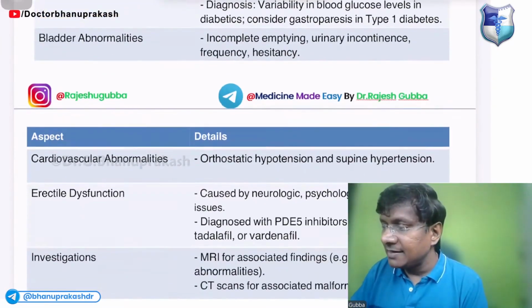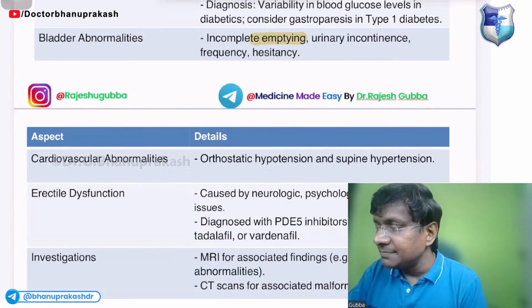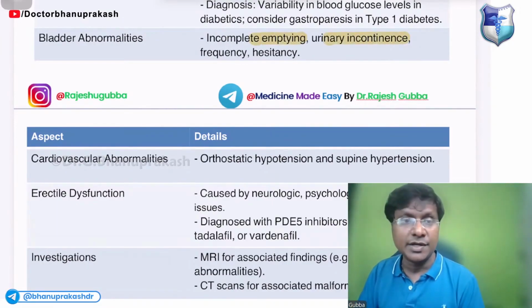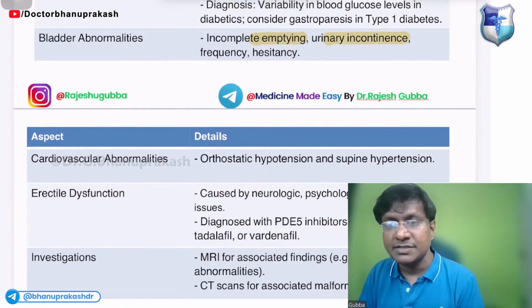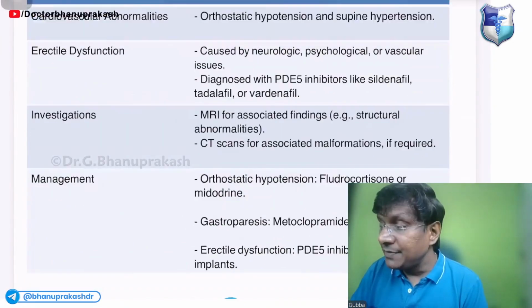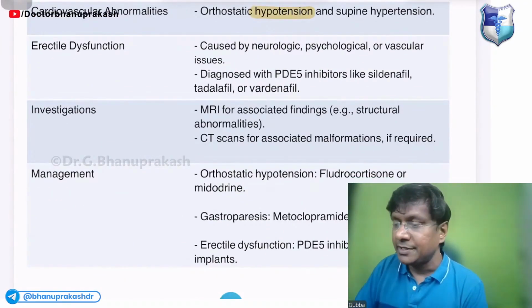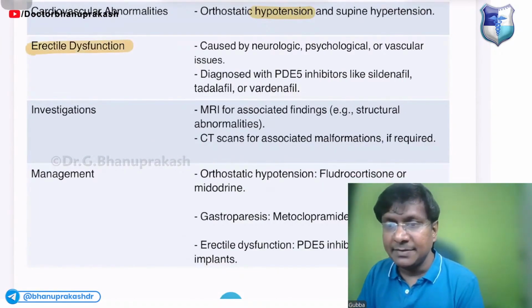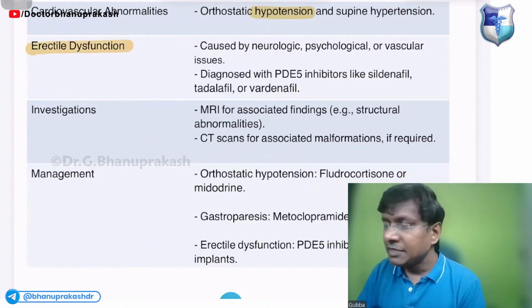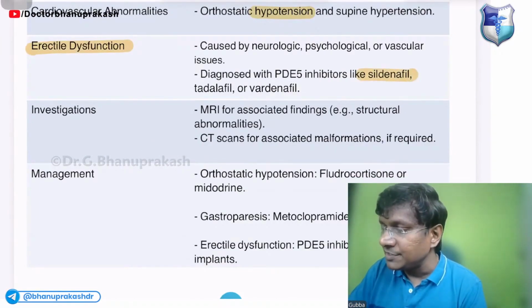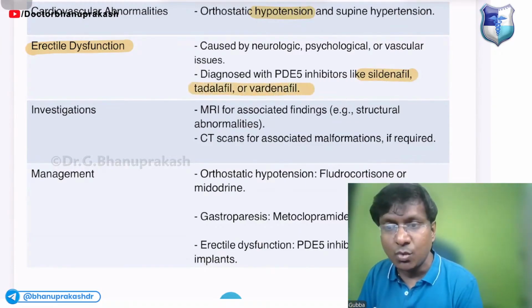And what will be the bladder abnormalities? Either there will be incomplete emptying or urinary incontinence. It all depends upon parasympathetic or sympathetic being affected. And cardiovascular manifestation, as I was telling you, orthostatic hypotension is very, very important. And genitourinary abnormality will be in the form of erectile dysfunction, for which you need to give phosphodiesterase inhibitors like sildenafil, tadalafil, as well as vardenafil.